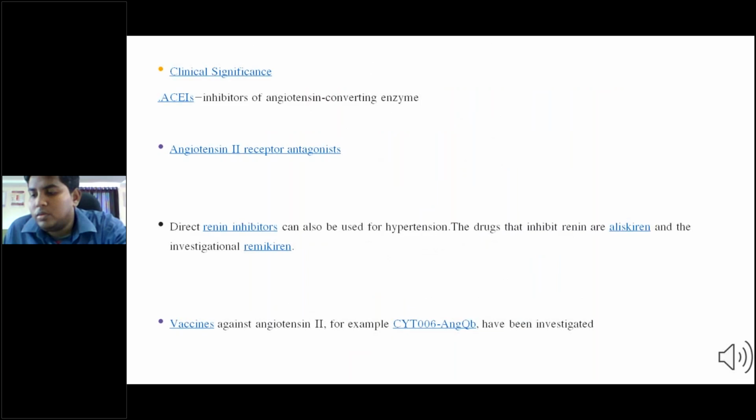So clinical significance: we already discussed angiotensin converting enzyme inhibitors, which are used in hypertension. The other is angiotensin receptor blockers or antagonists. Direct renin inhibitors can also be used. These drugs are aliskiren and remikiren, and vaccines are being investigated. The main purpose of the renin-angiotensin aldosterone system is water and salt retention.